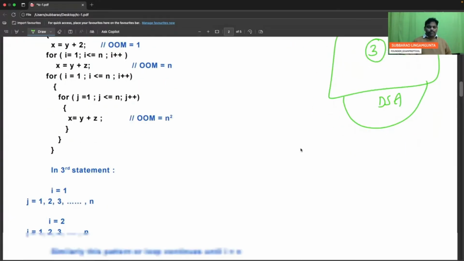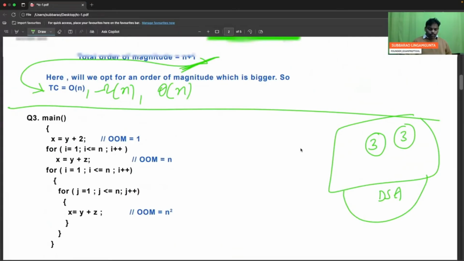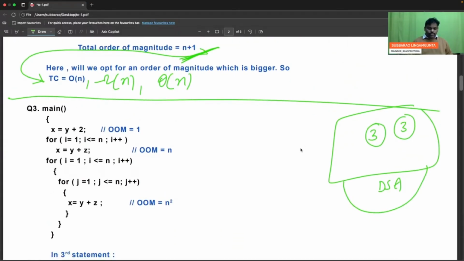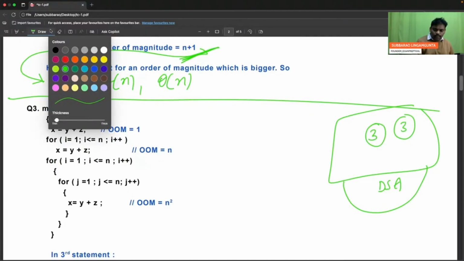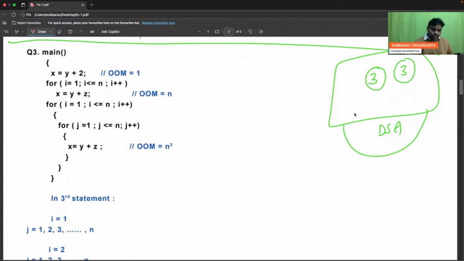I think the second problem is over. Let's see the third problem. Everyone observe. The third problem is about time complexity. Please see this one. First of all, identify how many statements are there. Everyone concentrate. In the third problem, how many statements are there? First count. Statement number 1.